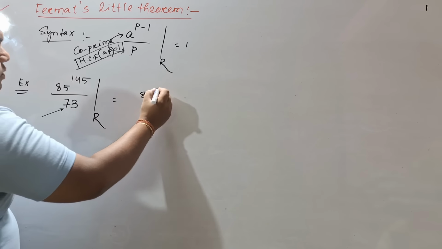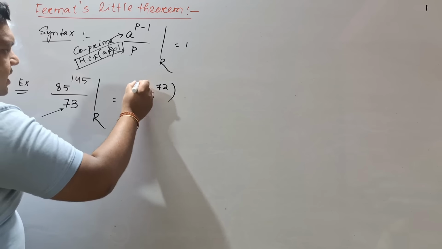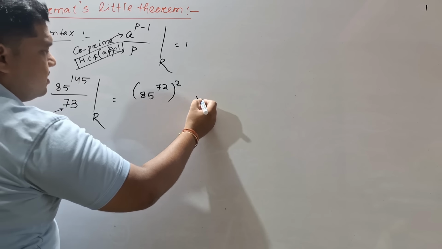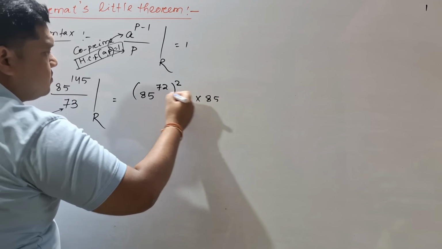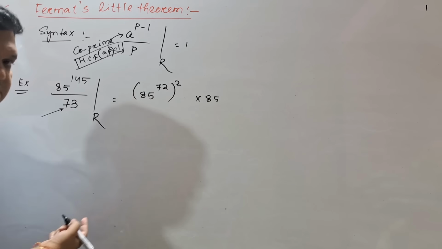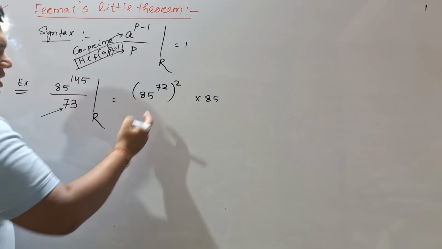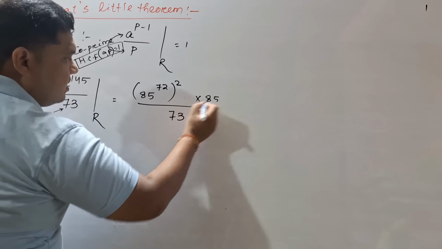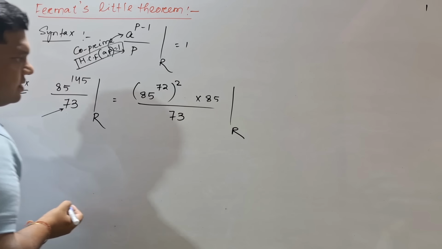If I write 72 here, 72 into 2 is 144. Then I need another 85, with power 1, and if the base is the same, you can add the powers. Now I will get 145. When it is divided by 73, here I am going to find the remainder.